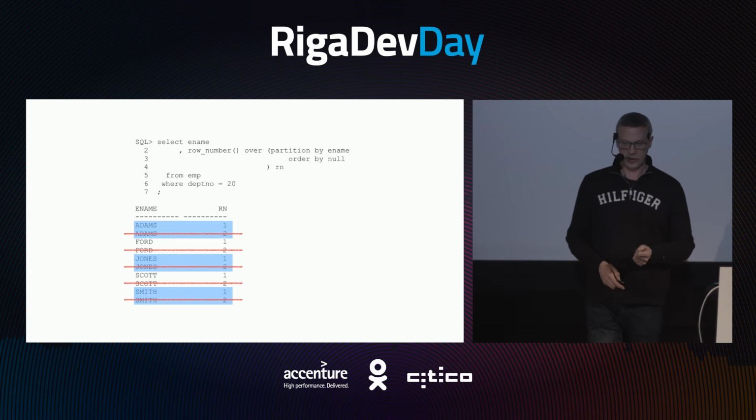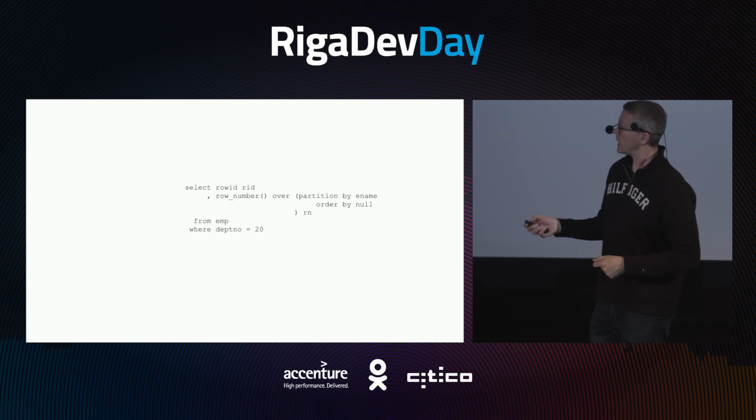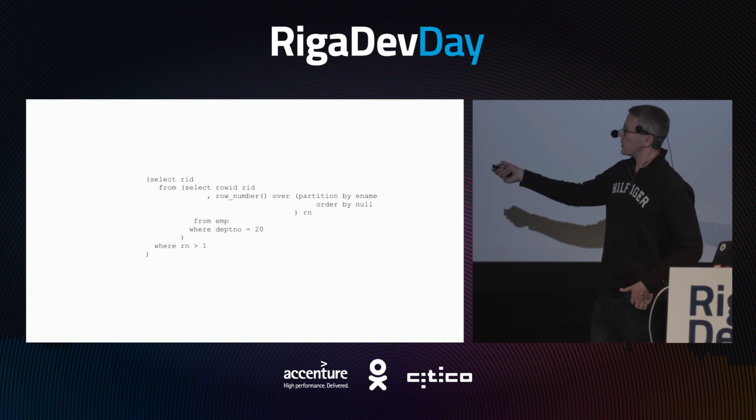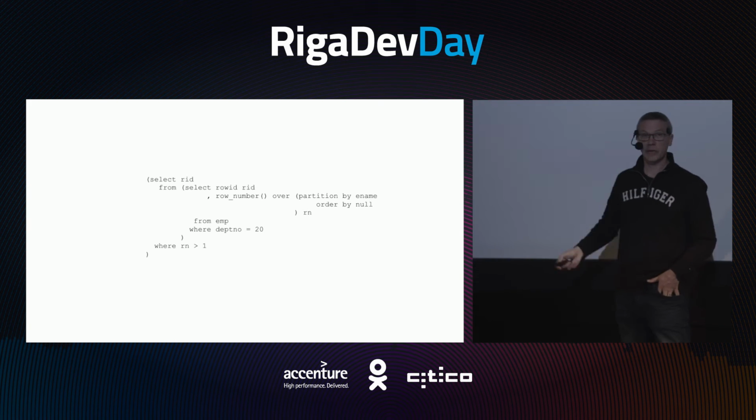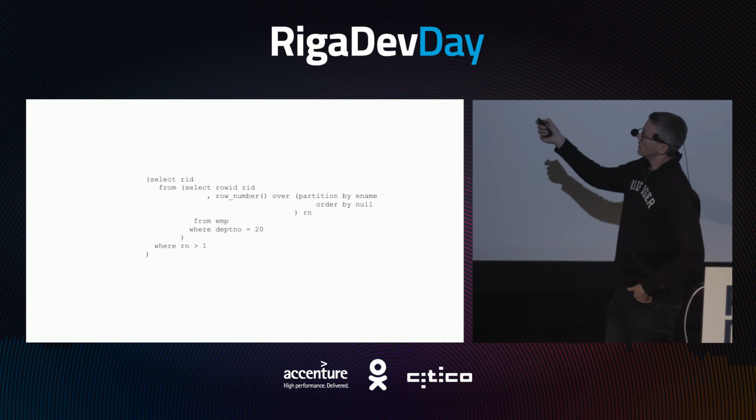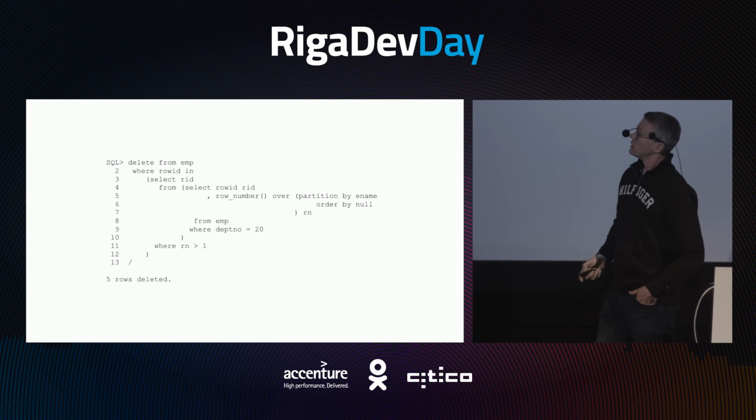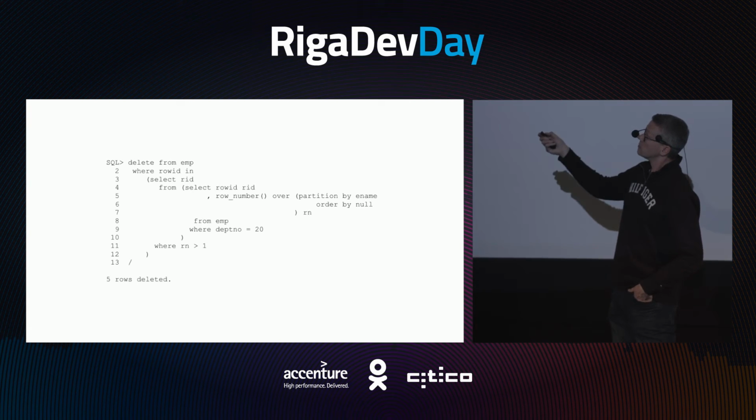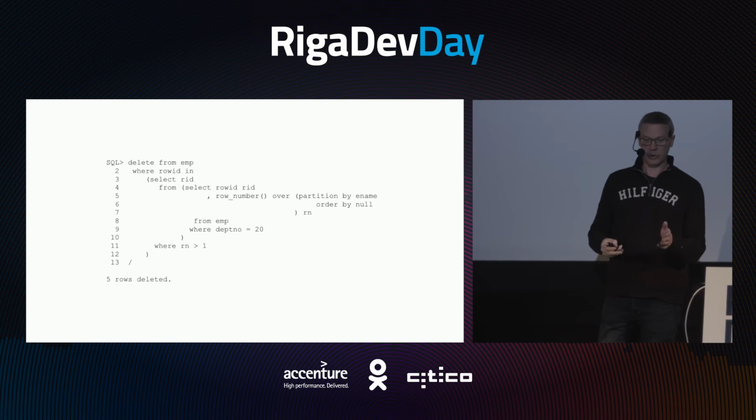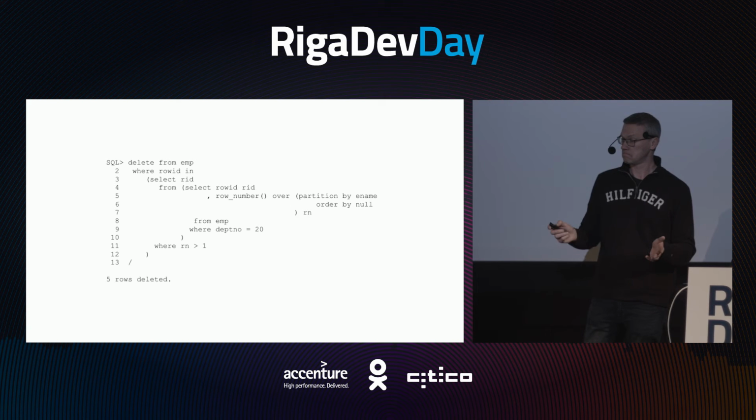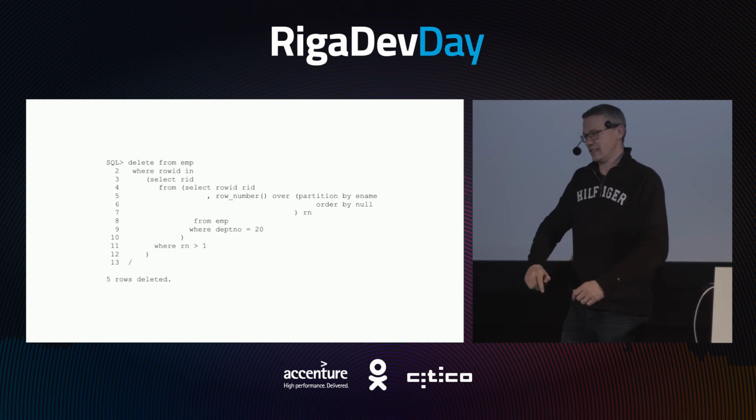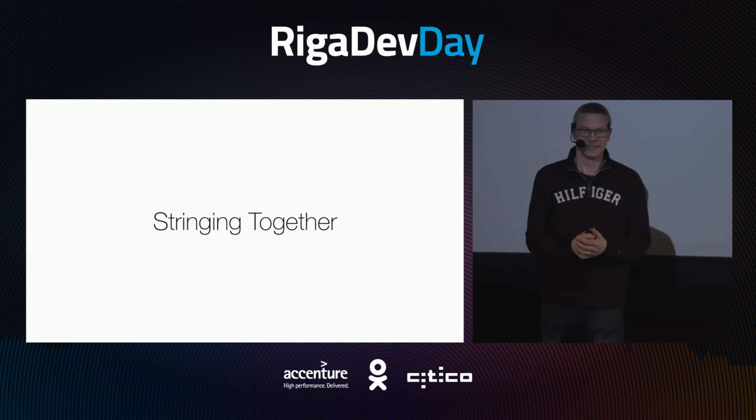So how do you go about that? You get your query with your ranking in there. You filter on where your row number is bigger than 1, that alias of the analytic function. And we're going to select out the row ID and then delete from the table where the row ID is in this set. And that will delete all the duplicates. I like that trick.